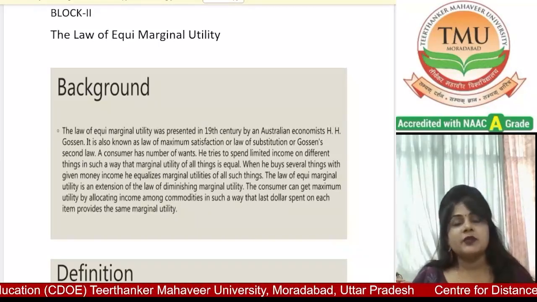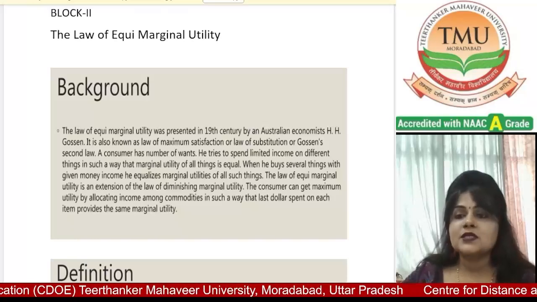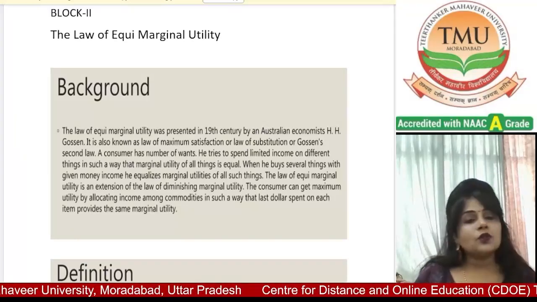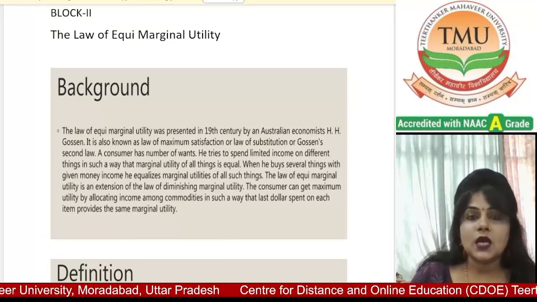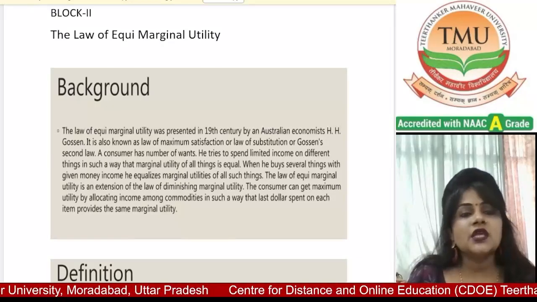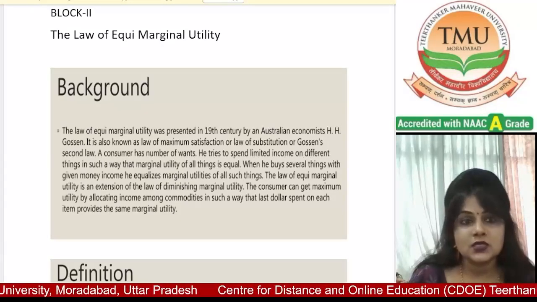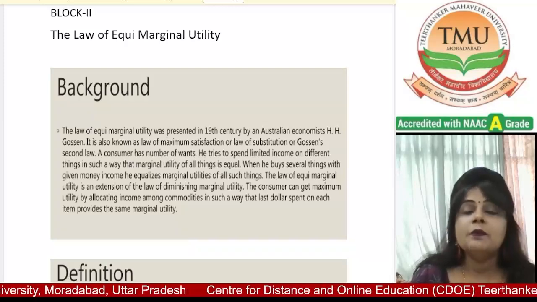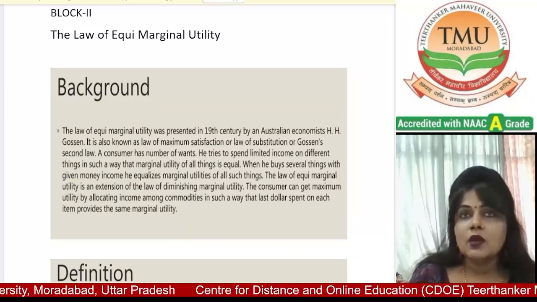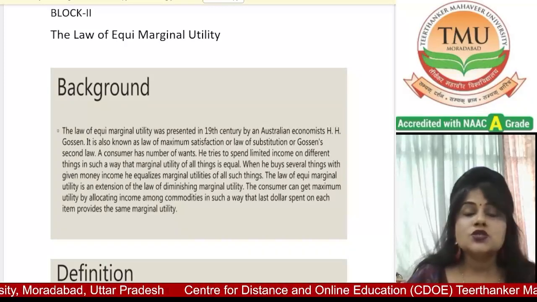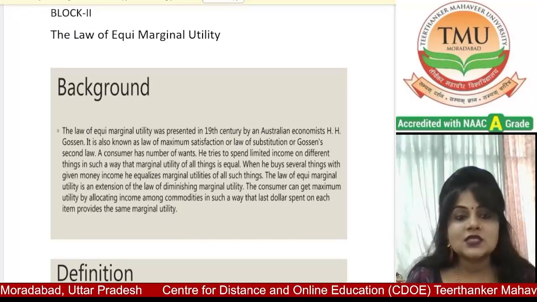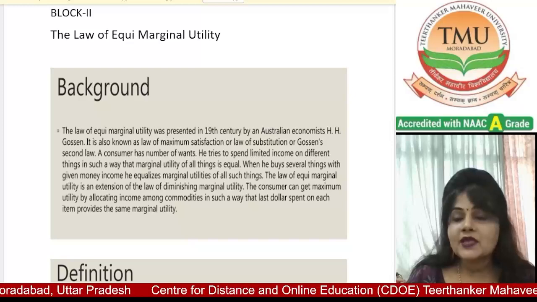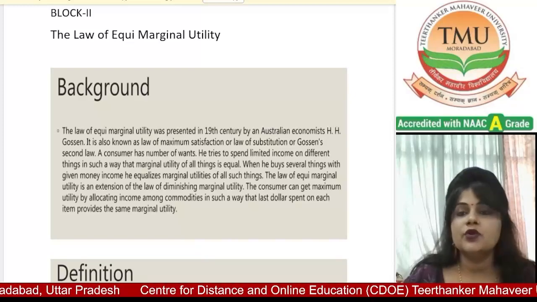Marshall also said this in his definition. If a person has things which he can put to several uses, the limited income which has alternative usage, he divides his income among the uses in such a way that he gets the maximum and the same marginal utility in all.